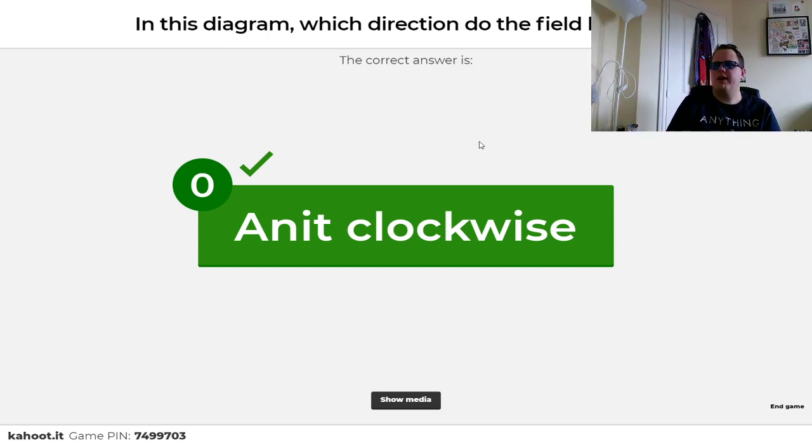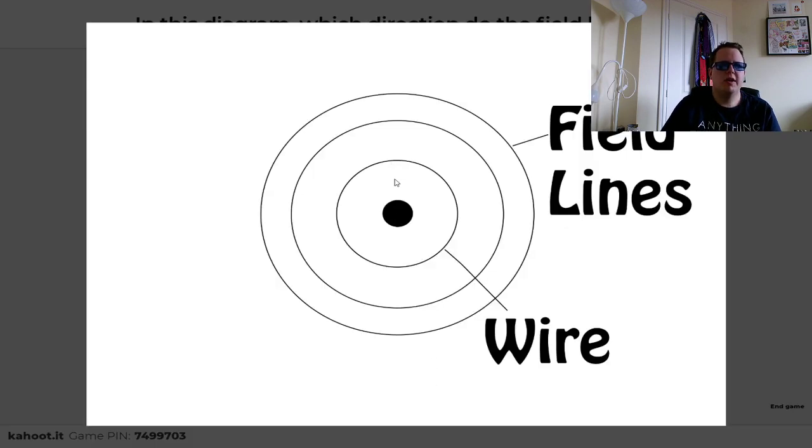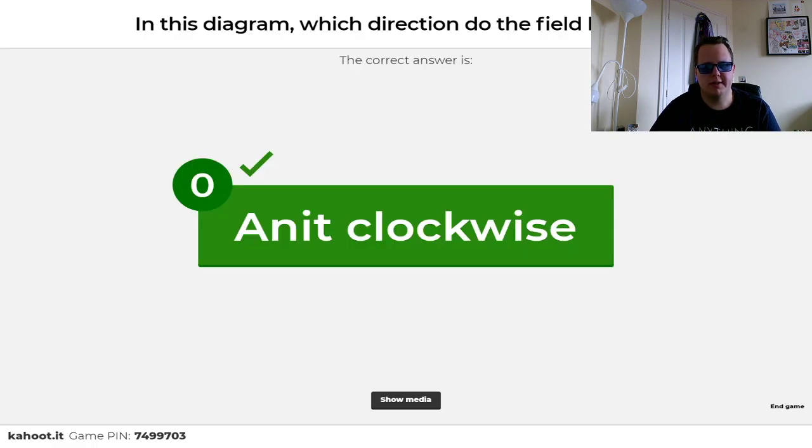Interestingly, nobody got that right. It should have been anti-clockwise. Now, this is perhaps something I didn't go through earlier. The dot tells you that the current is coming out of the page. The current is coming towards you. And you curl your fingers round, and when you curl your fingers round, they will curl round anti-clockwise. So those field lines will go round anti-clockwise.